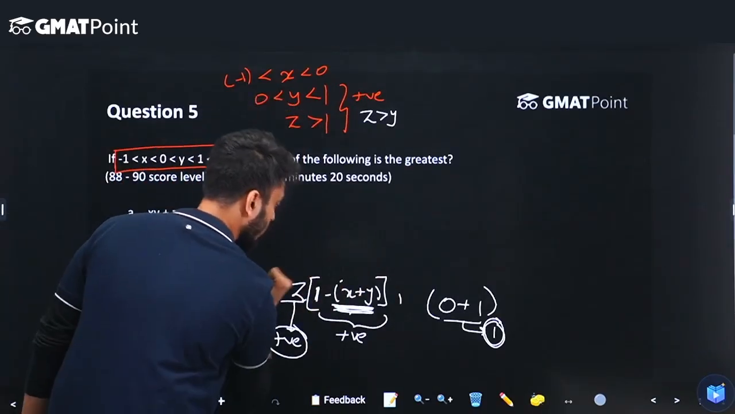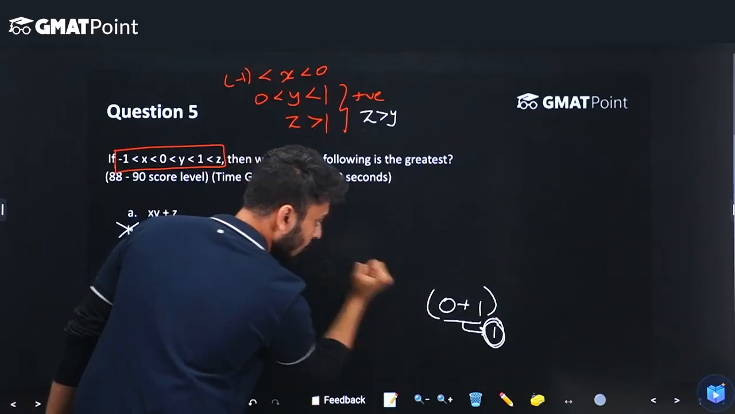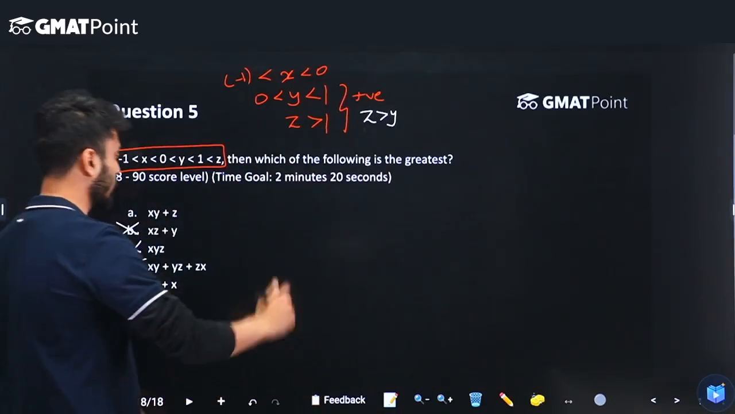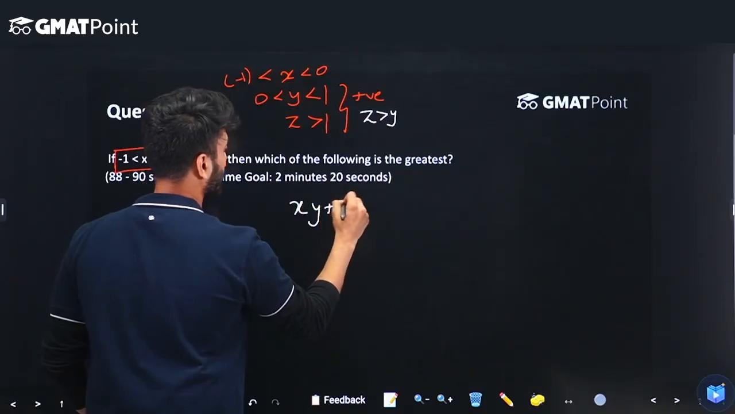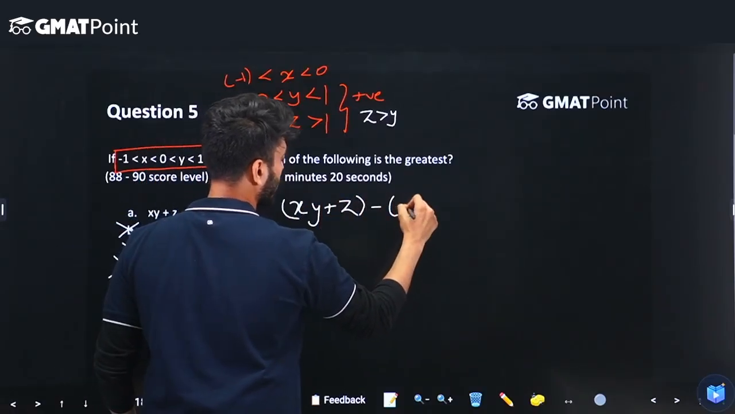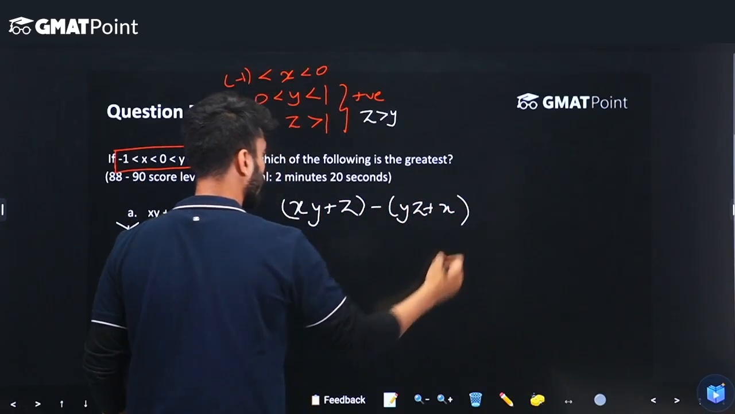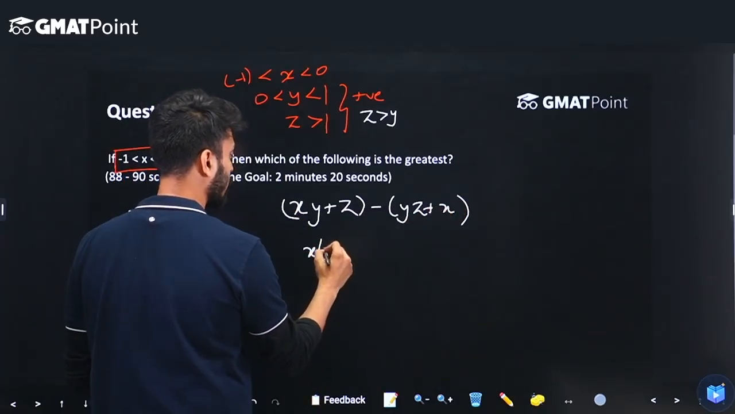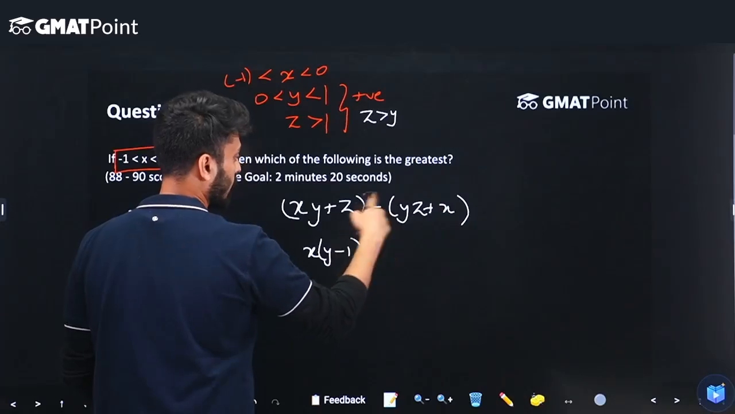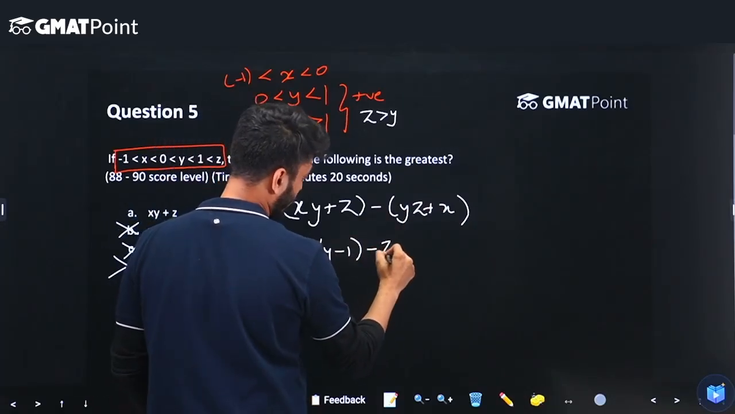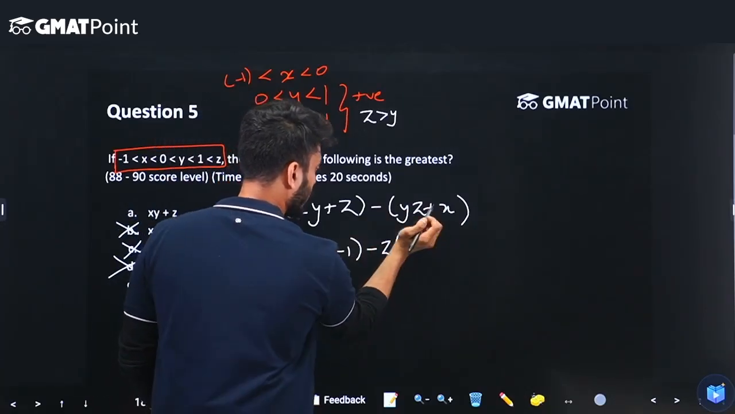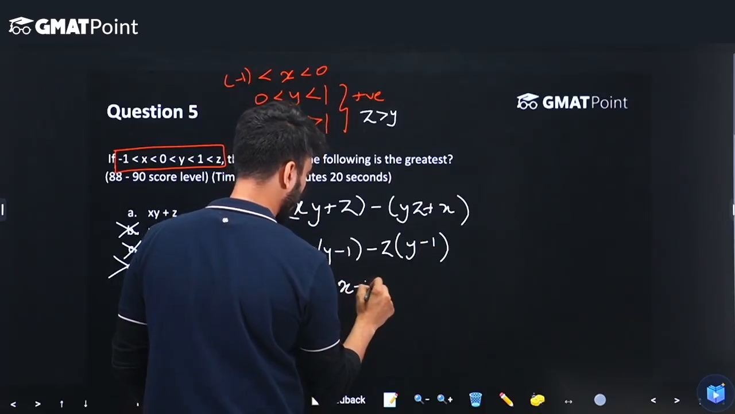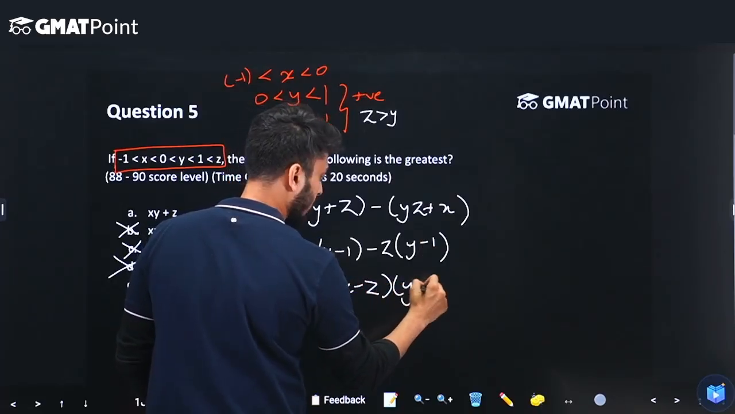Now let's move on to the last option. Option E, we have yz plus x. Again, simply subtract it. Xy plus z minus (yz plus x). I'll take x common out of these two. I would be left with x times (y minus 1), and then z common out of these two, or rather minus z. So I am left with y minus 1 again. This leaves me with (x minus z) times (y minus 1).